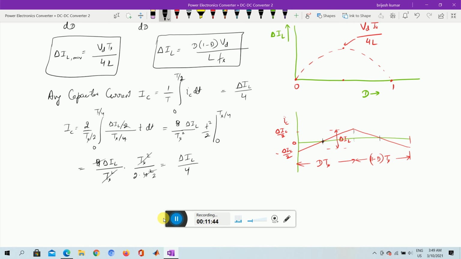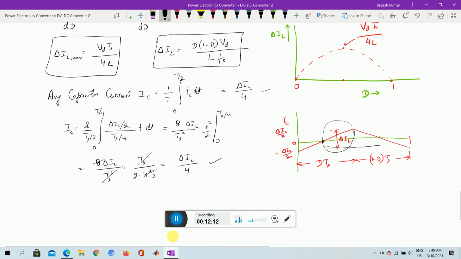So this integration is actually from 0 to Ts by 4 if we take only this portion, and it is taken twice. This is the time when it is charging, so for Ts by 2 it is charging, and we are taking 2 times of it, like this half and this half. We can achieve IC like this, or we can directly write the average capacitor current in this way.